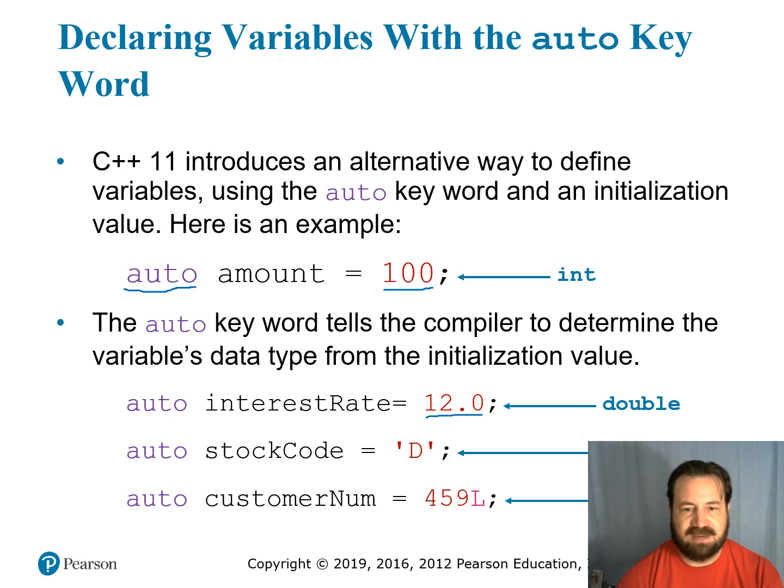12.0 defaults to a double, so I'm going to set interest rate to a double. D with single quotes defaults to a character, so I'm going to set stock code auto to a character. This time the person has put an L because they want to make sure it gets converted to a long number, so customer num will be set as type long.